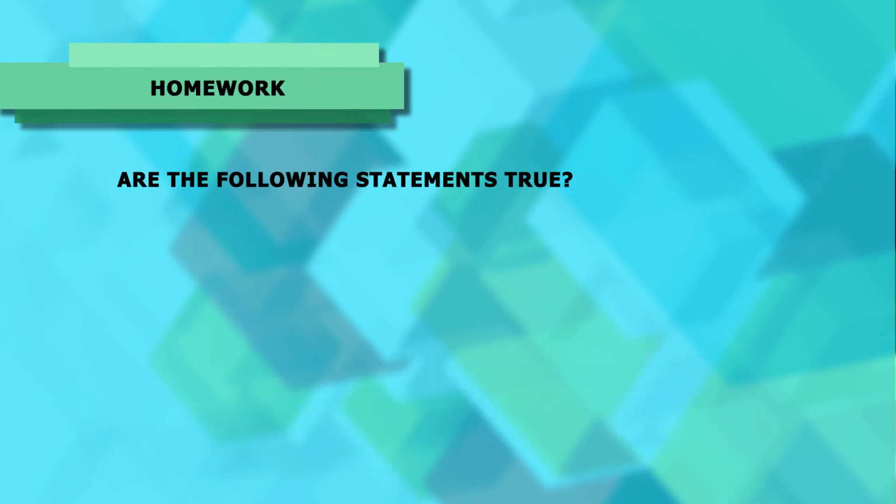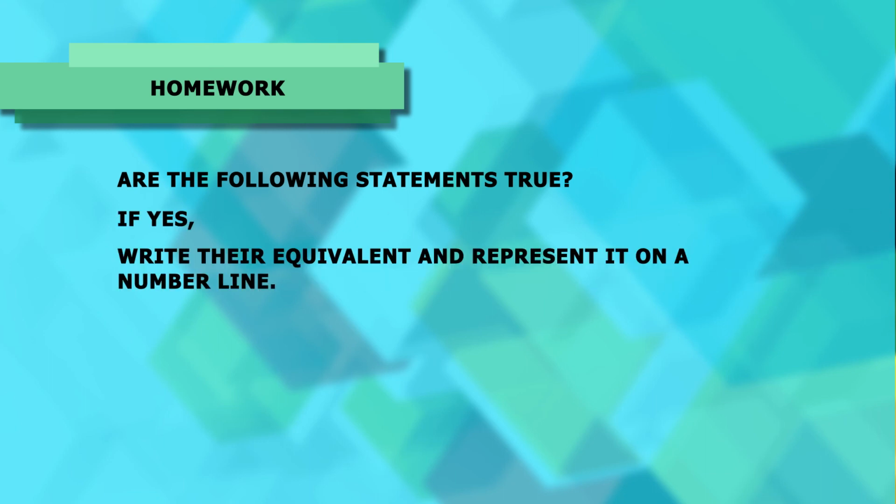So for your homework, the question is, are the following statements true? If yes, write their equivalent and represent it on a number line. The first one we have 8 is greater than 3, 14 is greater than 21, -6 is greater than 3, and 5 is less than 0. If these statements are true, write the equivalent and then represent it on a number line.